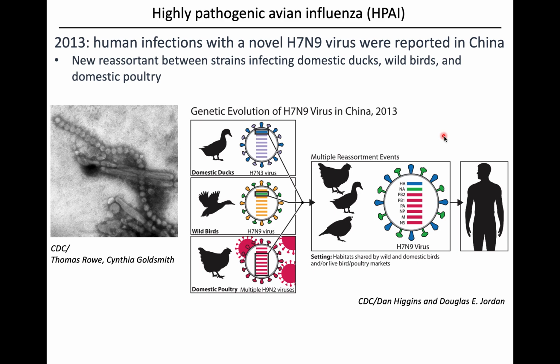Just another example here, 2013, there was a new triple reassortment, we would call it, where genome segments were taken from influenza virus from domestic ducks, from wild birds, from domestic poultry, and due to one of these co-infection scenarios, grabbing parts of all three influenza viruses in that case. And again, we had new H and N combinations that humans had not seen.